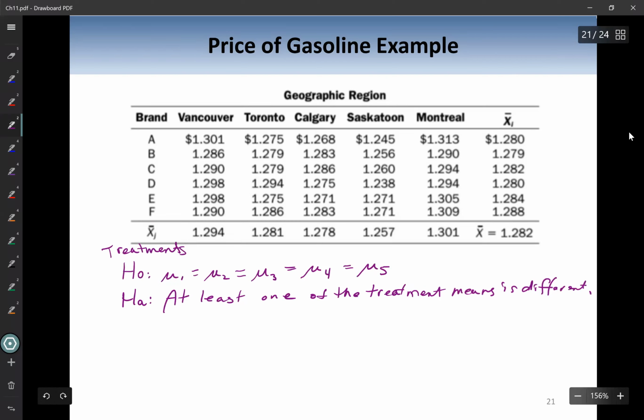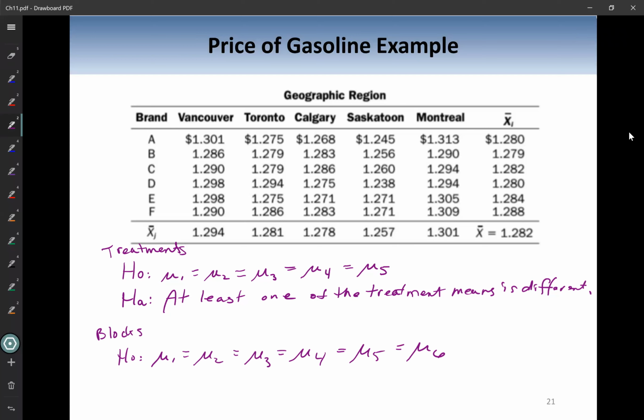from the others. And if we did the blocks, the null hypothesis would be mu 1, that would be brand A. Brand B would be 2, 3 would be C, 4 would be D, 5 E, and then F would be 6. So 6 different brands for the blocks. And the same thing here against the alternative hypothesis, at least 1.